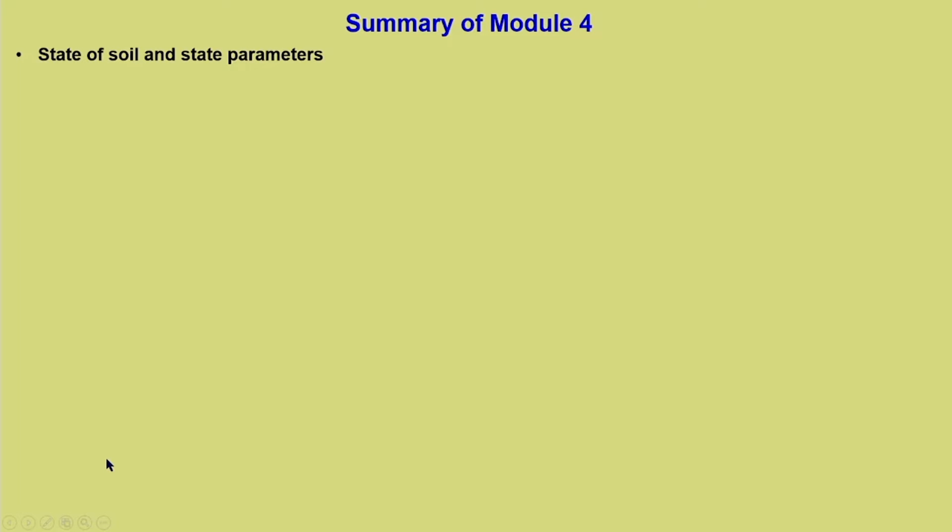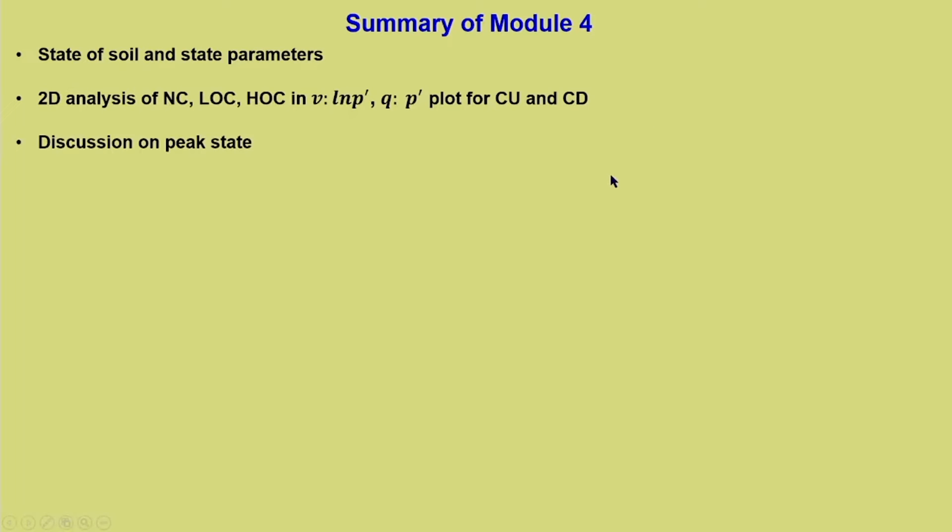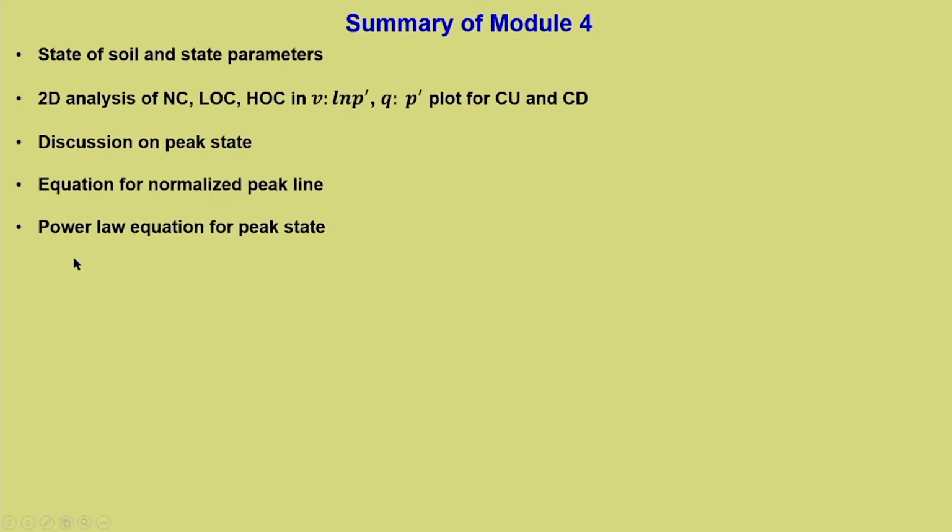State of soil and state parameters, we have extensively discussed that. 2D analysis of normally consolidated, LOC and HOC in v, q and p', and the q-p' plot for CU and CD. For a typical triaxial compression test, we have discussed all these cases. Then the peak state, which is relevant for the dry state of the soil, that is for HOC, has been discussed in detail, and the equation for the normalized peak line also we have seen.